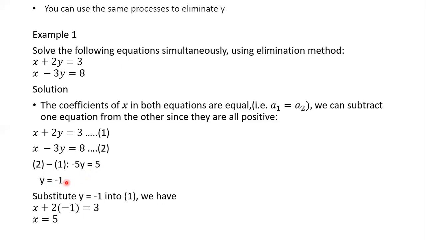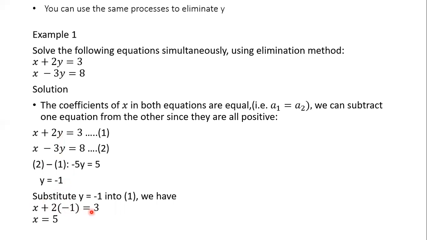Now that you have y, let's go back to either equation 1 or equation 2, and substitute the value of y into that equation. So I took equation 1. By taking equation 1, I have x plus 2y. We are having y here, but we know y to be minus 1. That's why we see minus 1 here.